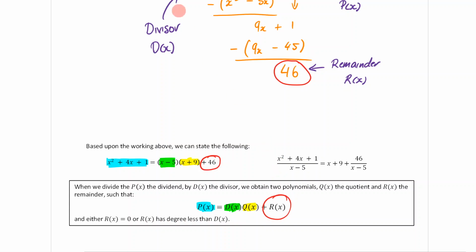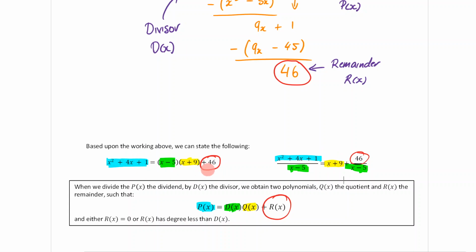Okay, then the next way that we can show what we've done here is we can say, take the dividend, and we're going to divide it by our divisor. And what our answer is going to be is our quotient, x plus 9. And then we're going to plus onto that our remainder, but we don't just plus the remainder, we divide it by our divisor. So we go our remainder over our divisor. And that's how we do it. That's another way of showing what we've done.